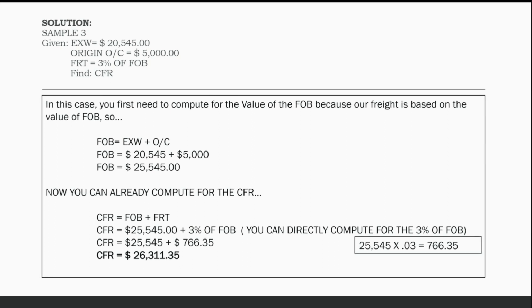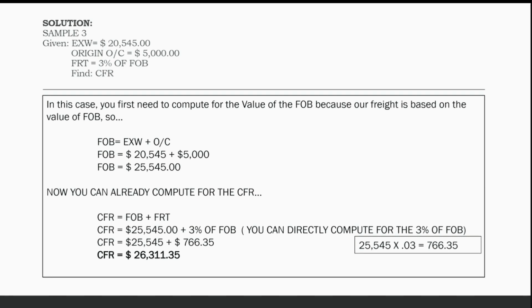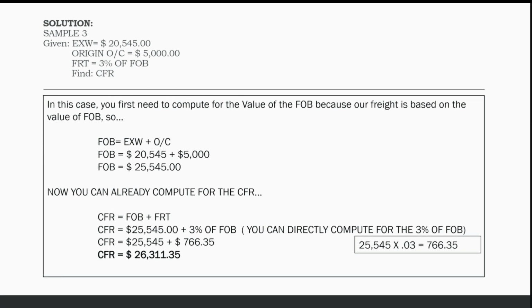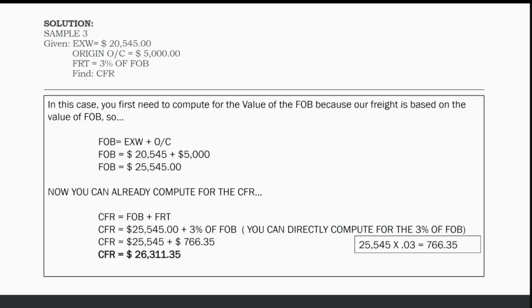Okay, so you just need to substitute the value. FOB is equal to EXW, which is $20,545, plus other charges, which is the origin other charges of $5,000. So you just need to add both of them, and you'll get the value of your FOB, which is $25,545 US dollars.